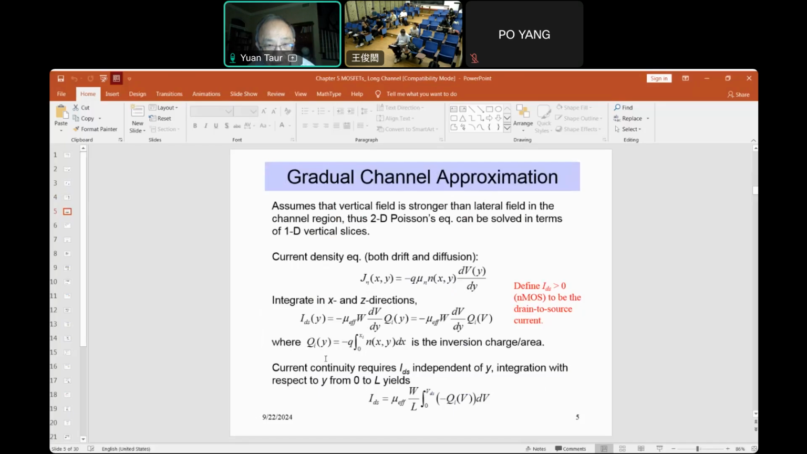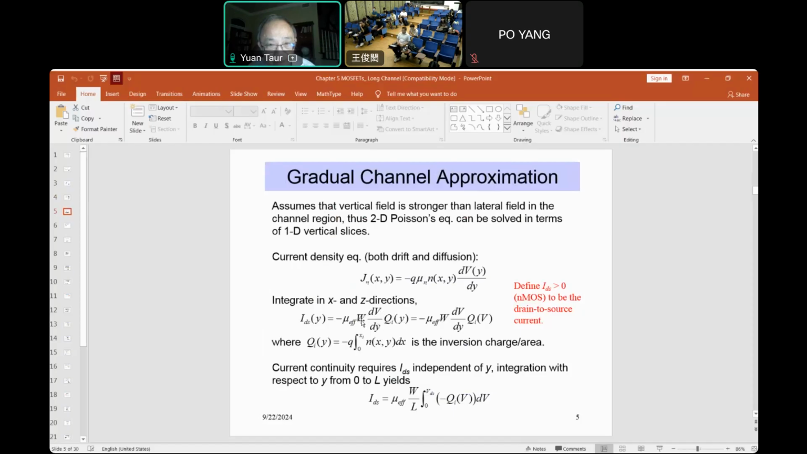So we get this Qi. Qi is immersion charge per area. This is a key parameter for MOSFET operation. Qi defined here is the immersion charge per area. What area? Gate area. So it's like MOS. And that's in the x direction. Once you have the gate area, the gate width is W.